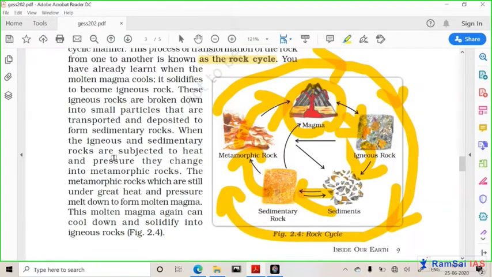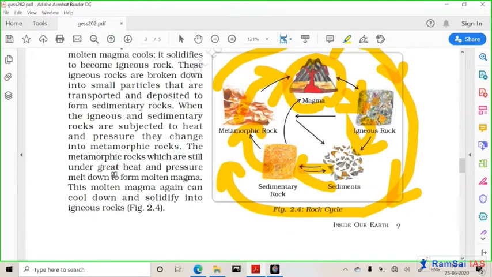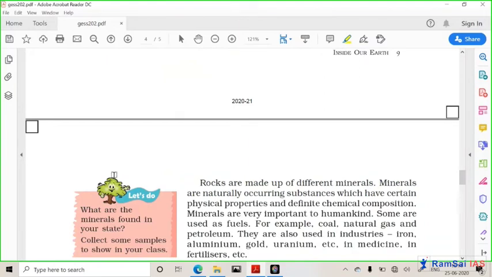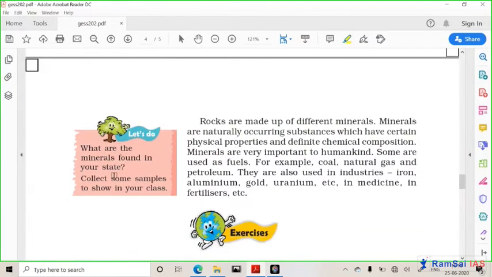So different rock cycles are there, from igneous rock to metamorphic rock and back to magma. In the exam, if a question is asked about the rock cycle, you can draw this diagram, showing how magma gets converted into different rocks and how everything gets converted back into magma. So overall, everywhere on the earth, what we have is a cycle of certain things. So this is a rock, and rocks are made up of different minerals.